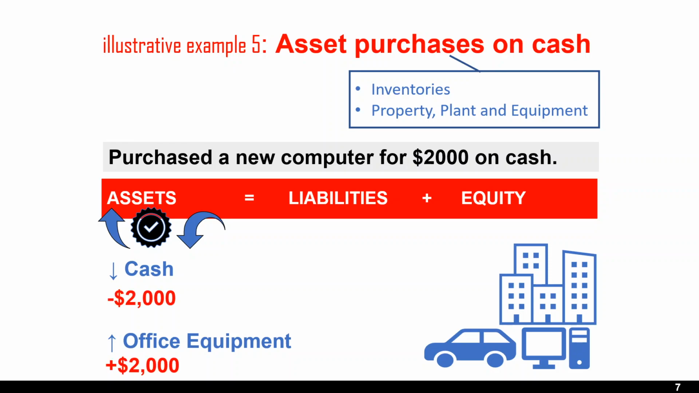But in accounting, we don't list all individual asset items. Instead, we classify them in categories. In this case, the laptop would be recognized under office equipment. This particular transaction is one-sided, only affecting the asset side of the equation. But still, the equation balances. Asset goes up and asset goes down by the same amount.